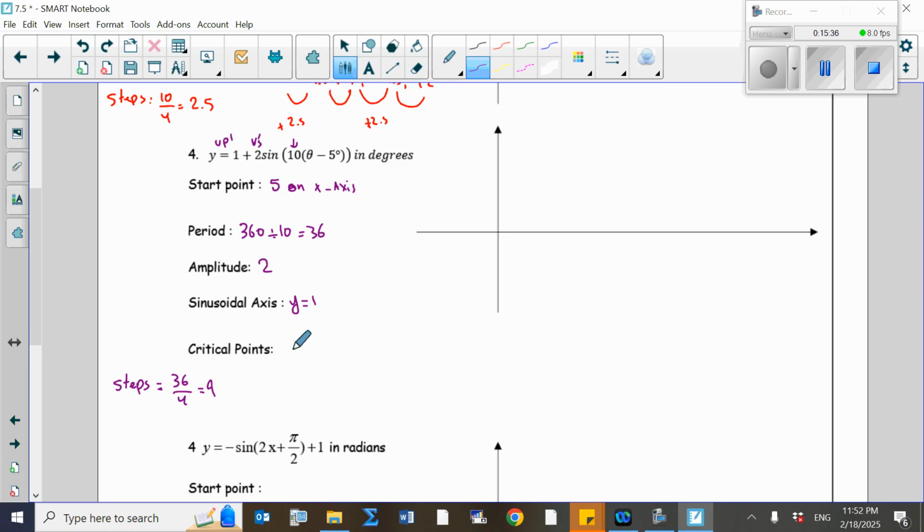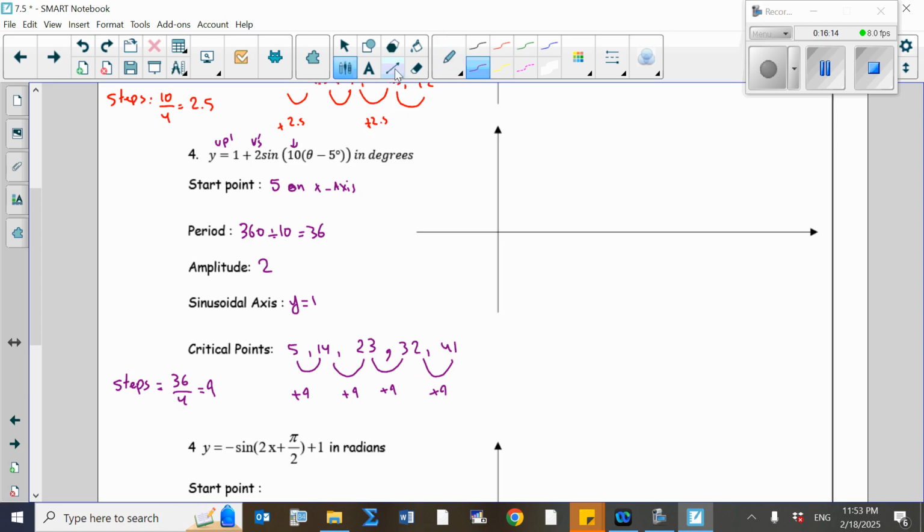The first point is 5. So you add 9 to that, that's 14. Then you add 9 to 14, 23. Add 9, that's going to be 32. Okay, now I'm going to add another 9, and 41 is my last critical point of one period of the function.